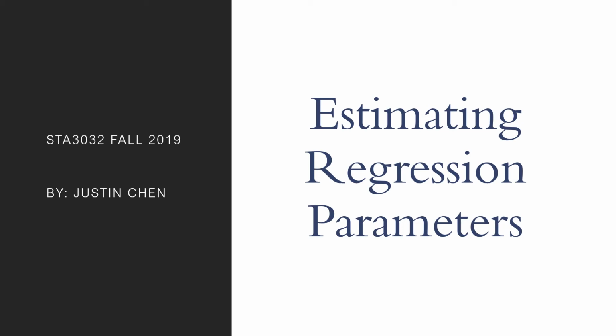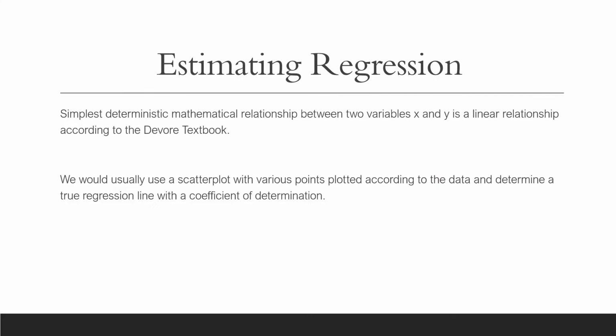Hi, today I'll be talking about estimating regression parameters. To estimate regression, one would use two variables, x and y, in a linear relationship and have data points in a scatter plot to determine the true regression line with a coefficient of determination.